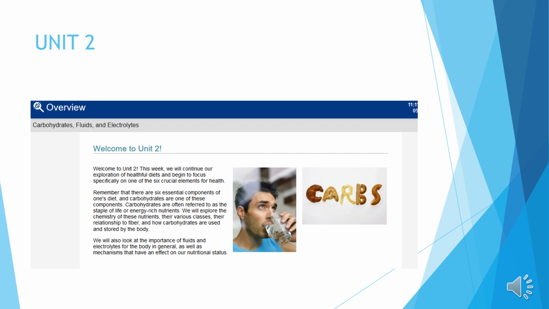So for this unit, we're going to do carbohydrates, fluids, and electrolytes. And if you can remember from your Unit 1, we have 6 elements that are crucial for health, especially when it comes to diet. And if you can't remember, those 6 elements are protein, carbs, fats, vitamins, minerals, and water.